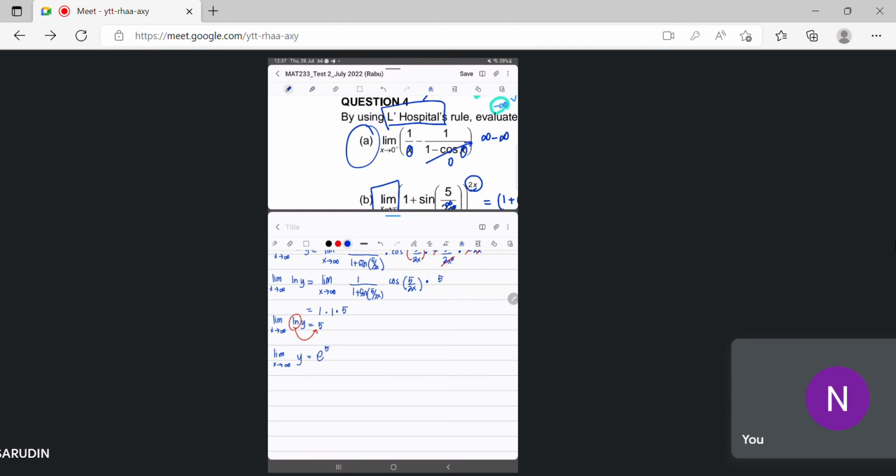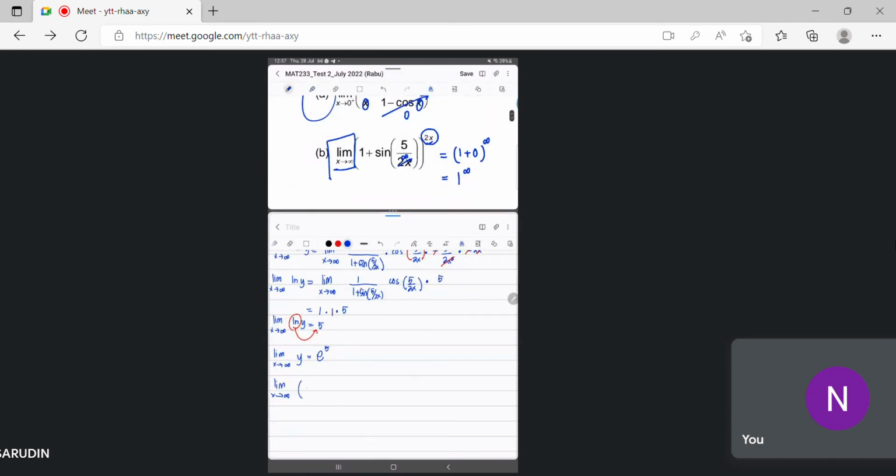So, gantikan balik kita punya y. Y kita apa tadi? 1 plus sin 5 over 2x power of 2x is equal to e power of 5. So, ini barulah kita punya the final answer. Okay, clear. Soalan ini mesti keluar bentuknya. Bentuk ni mesti keluar. Sebab dia susah, mesti akan keluar.